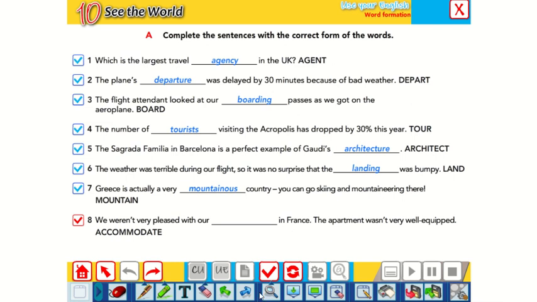So we weren't very pleased with our accommodation. Here after our, we have to put a noun, as we mentioned before, because it's a possessive pronoun all the time.